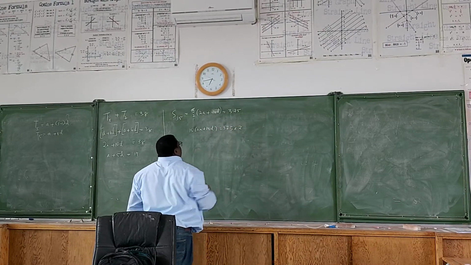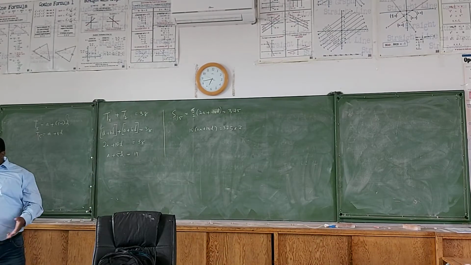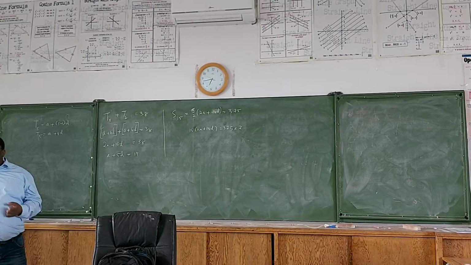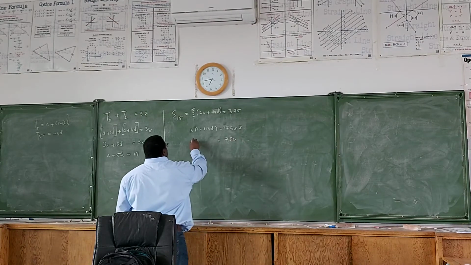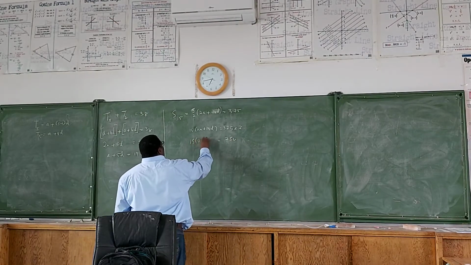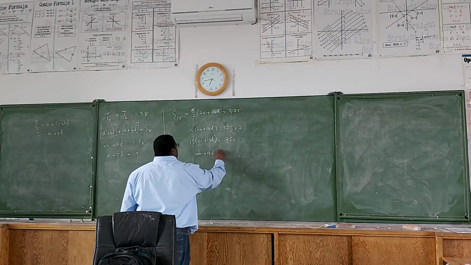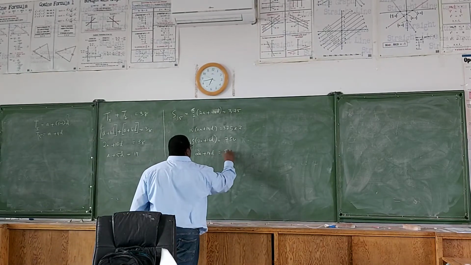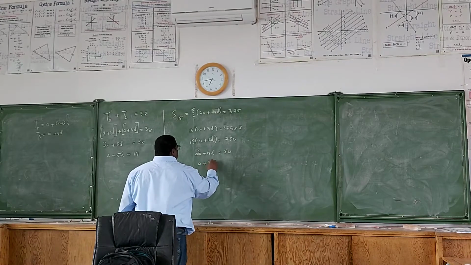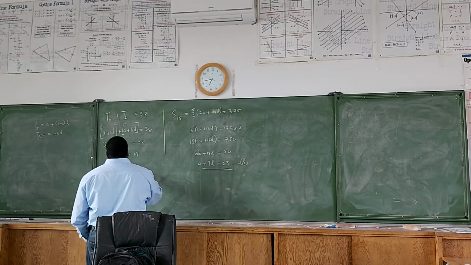Times 2, that gives 750. Now divide your answer by 15, which gives 50. Now divide your answer by 2.